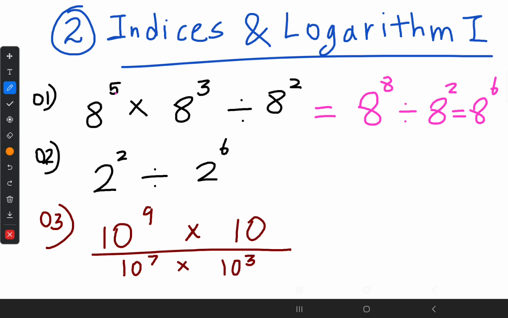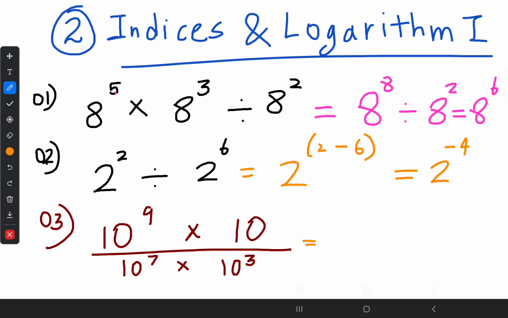Then in our next question, 2 to the power of 2 divided by 2 to the power of 6. The bases are the same. That means from the initial power, which is 2, let's subtract 6. 2 minus 6 would be 2 to the power of negative 4. It is possible to have a negative index. It's possible to have a negative index or a positive index, decimal index, even zero is also possible. Let's discuss all of them in detail continuously.